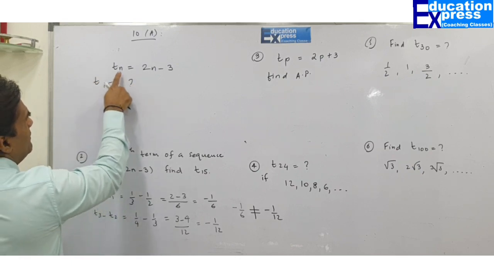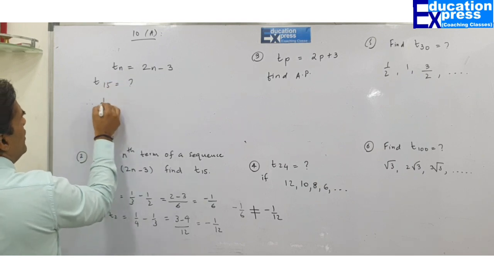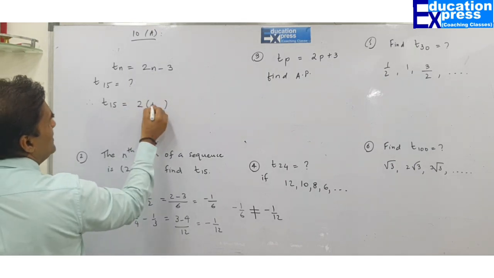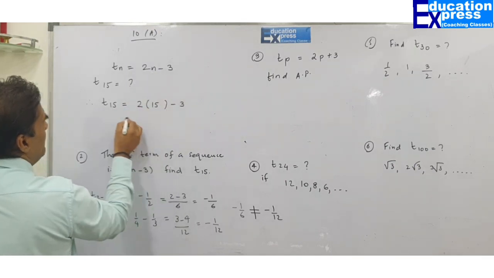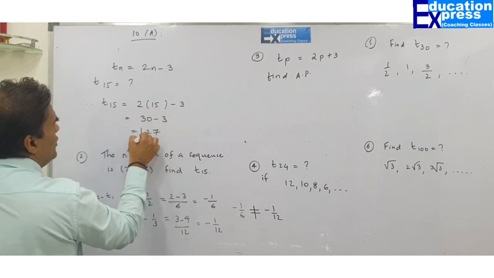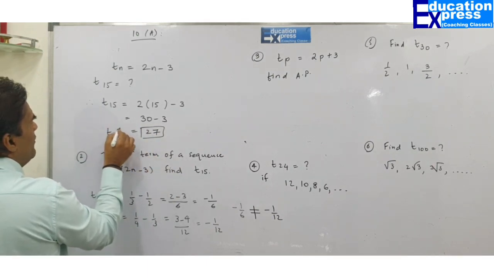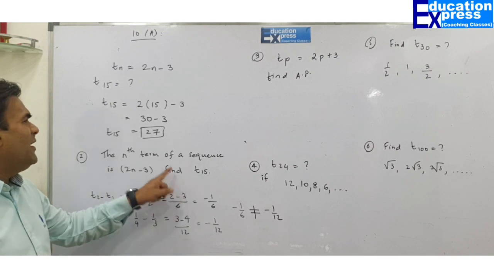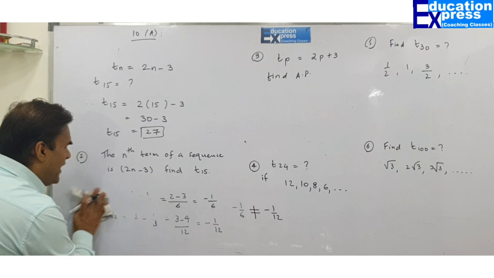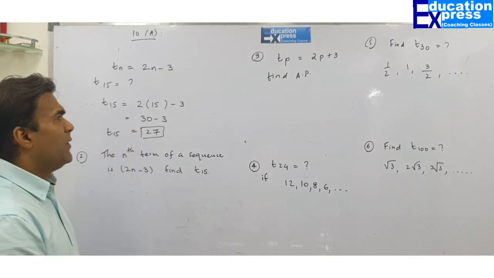My dear friends, in place of n, simply substitute 15. Therefore, T15 will be equal to 2 multiplied by, in place of n, substitute 15, minus 3. 30 minus 3, that is 27. So your answer is, sir, the 15th term of the series would be 27. It is a very simple question. In fact, the entire chapter is simple. It is based on very few formulas.